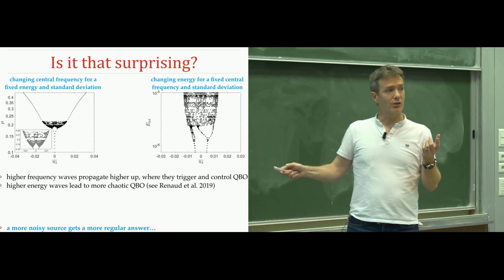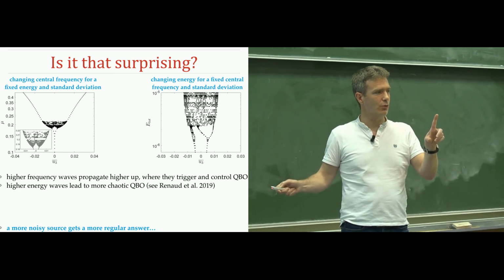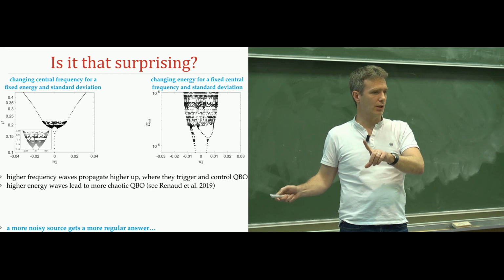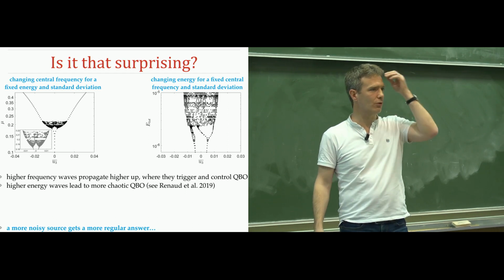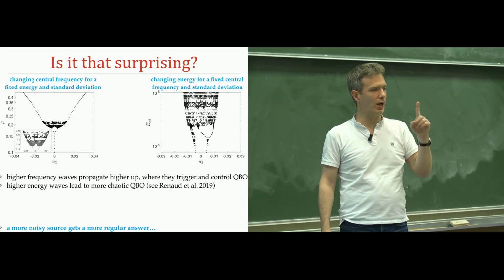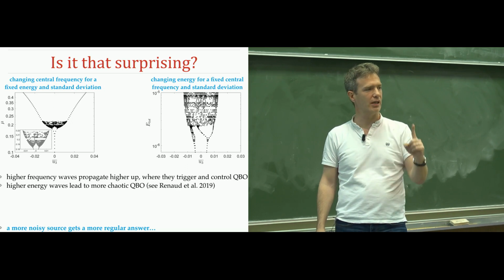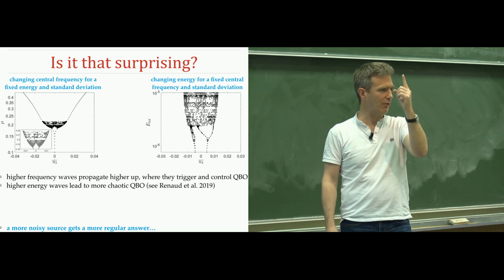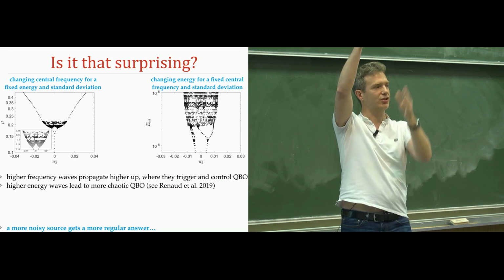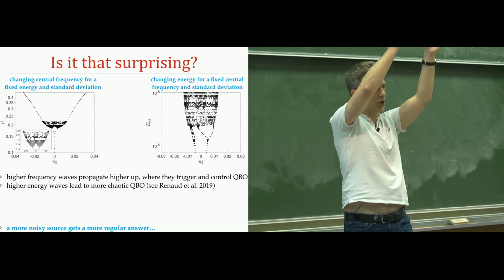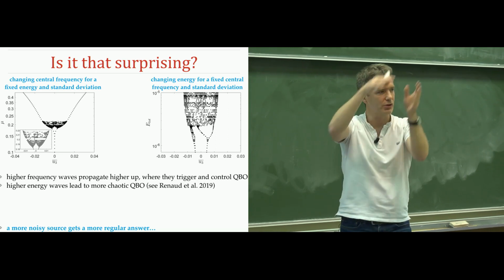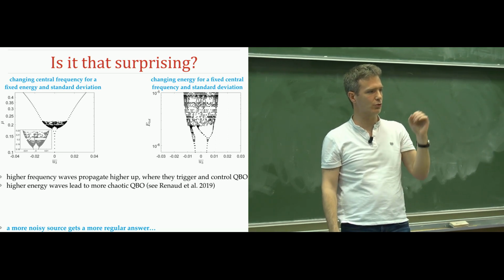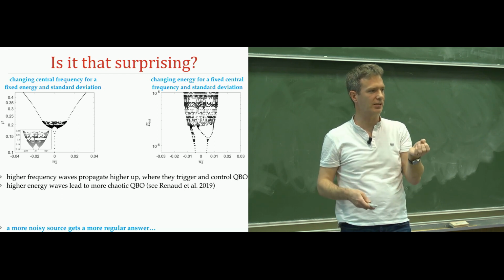So when you excite higher frequency waves, you have a more regular QBO. And that's because, if you remember my introduction, high frequency waves mean that waves propagate energy very efficiently in the vertical direction. So you can have a lot of energy that makes the QBO from the top, and then it can go down. So really, the QBO is controlled by the higher frequencies that you excite in your system.